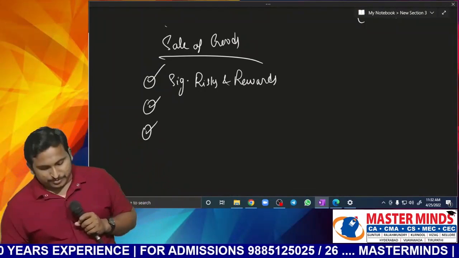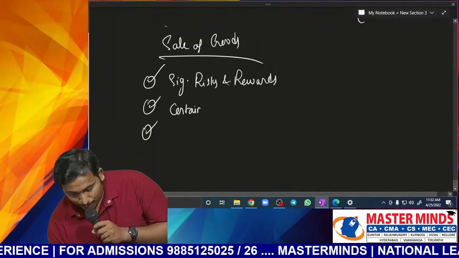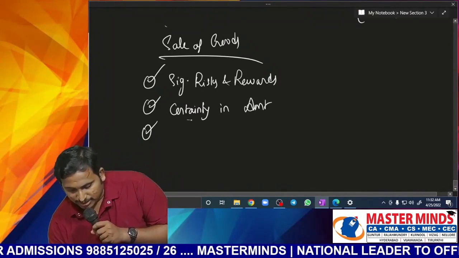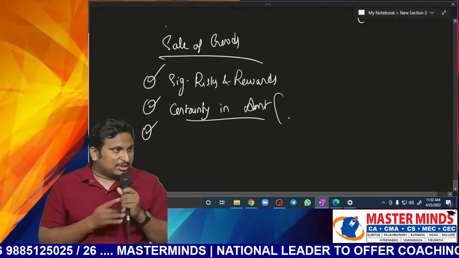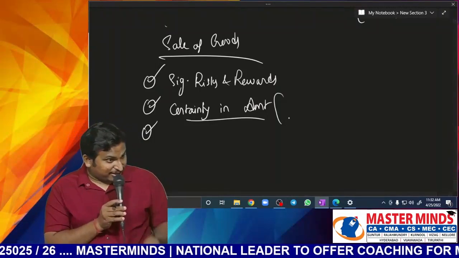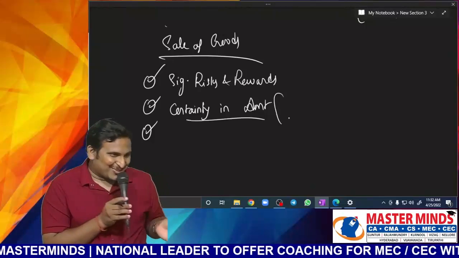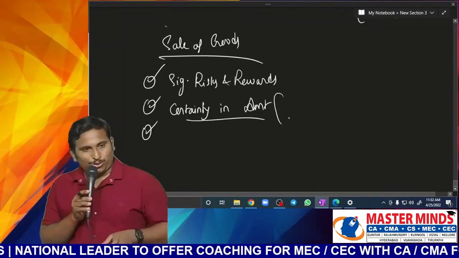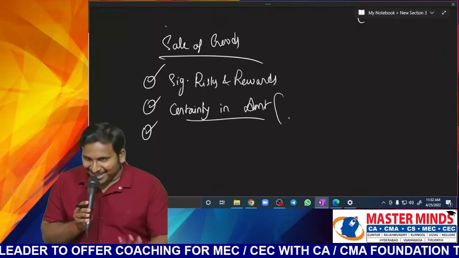Second, there should be certainty in amount. This is what I can say as informal words. The formal wording used by ICAI is that there should not be uncertainty with respect to the amount. In simple words, I am telling there should be certainty in amount. You can write in ICAI language also: there should not be uncertainty in amount.